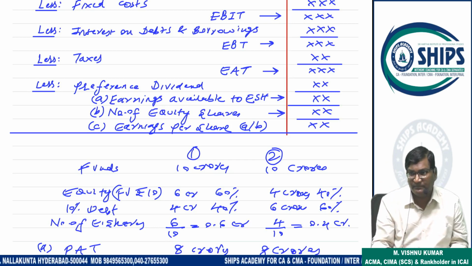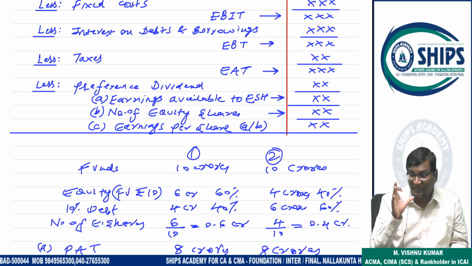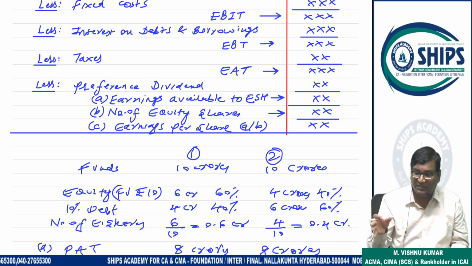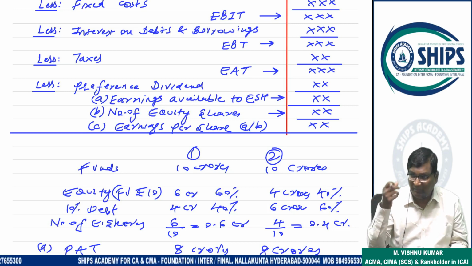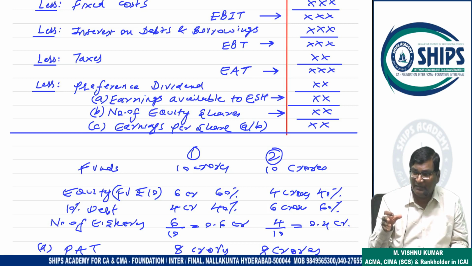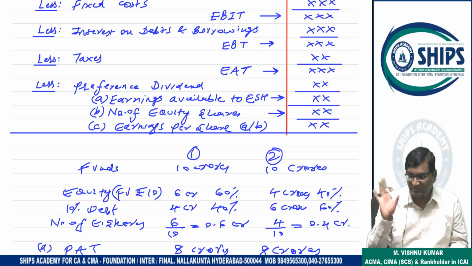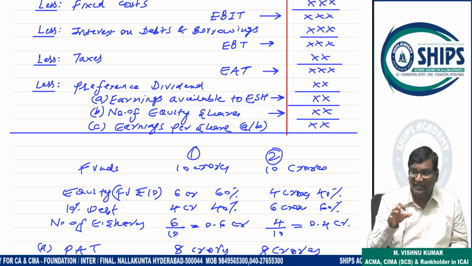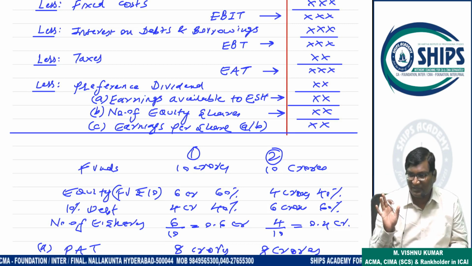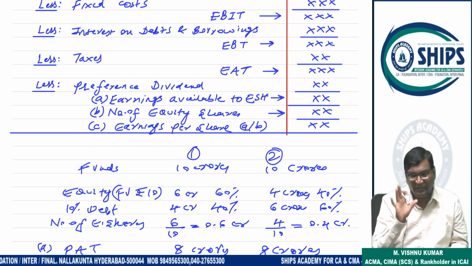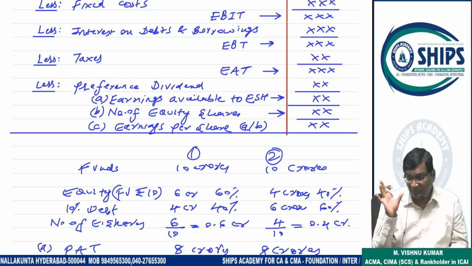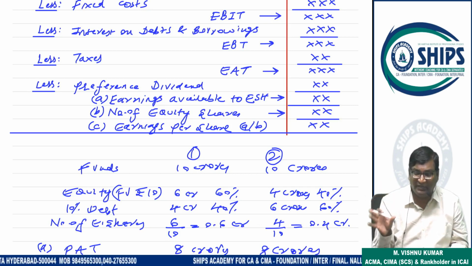Try to understand. If company want the funding, company will have so many options: equity option, preference option, debt option. So whatever company will earn, from that first they will pay to debenture holder interest. After that, if company declares the dividend, first dividend is paid to preference shareholder. Thereafter, ultimately, whatever is left, that belongs to whom? Equity shareholder. That's why earnings available to equity shareholder is calculated.